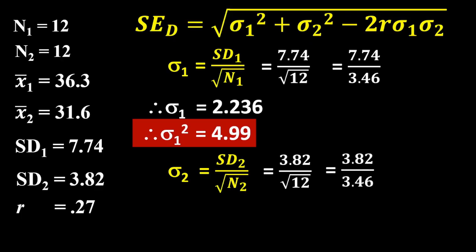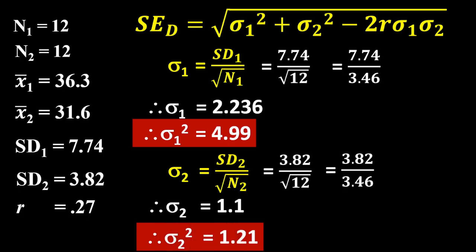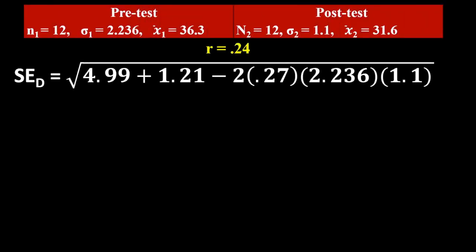By solving it, we'll get sigma 2 equals 1.1, and the square of this is 1.21. The sigma square and sigma both will be used in the formula. Now we'll put the values in the formula in this way.